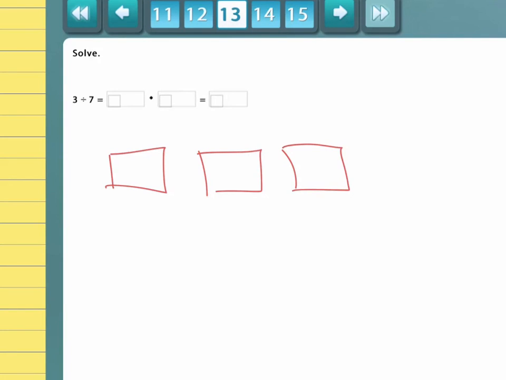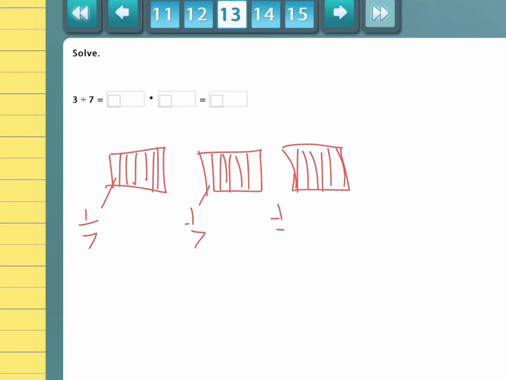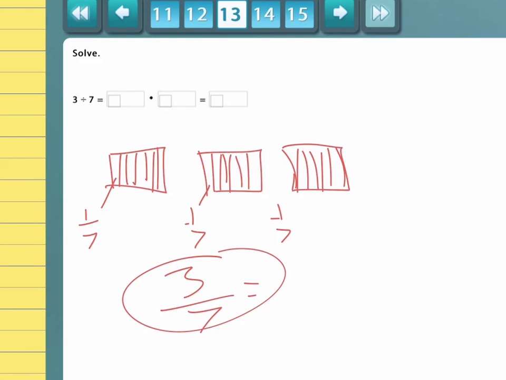Alright, they're asking us to do this, so I'm going to draw a picture. I have 3 wholes divided by 7. So I have to cut each of these wholes into 7 pieces: 1, 2, 3, 4, 5, 6, 7. And that would be 1/7 here, 1/7 here, and 1/7 here. So 3 divided by 7 is the same as 3/7, because there are 3 parts out of 7. If you want to do the algorithm, keep the 3, change the sign to multiplication, and flip the divisor. So it's 3 wholes times 1/7, 3/7.